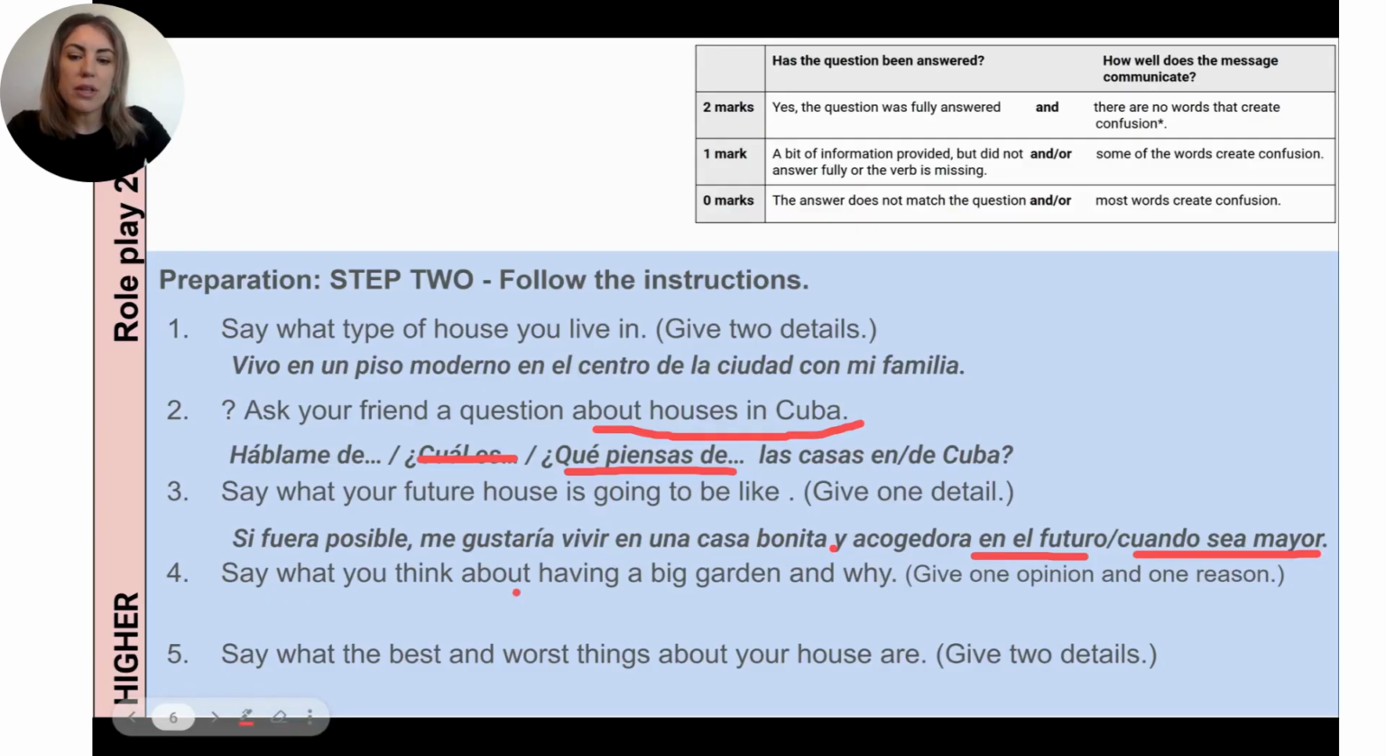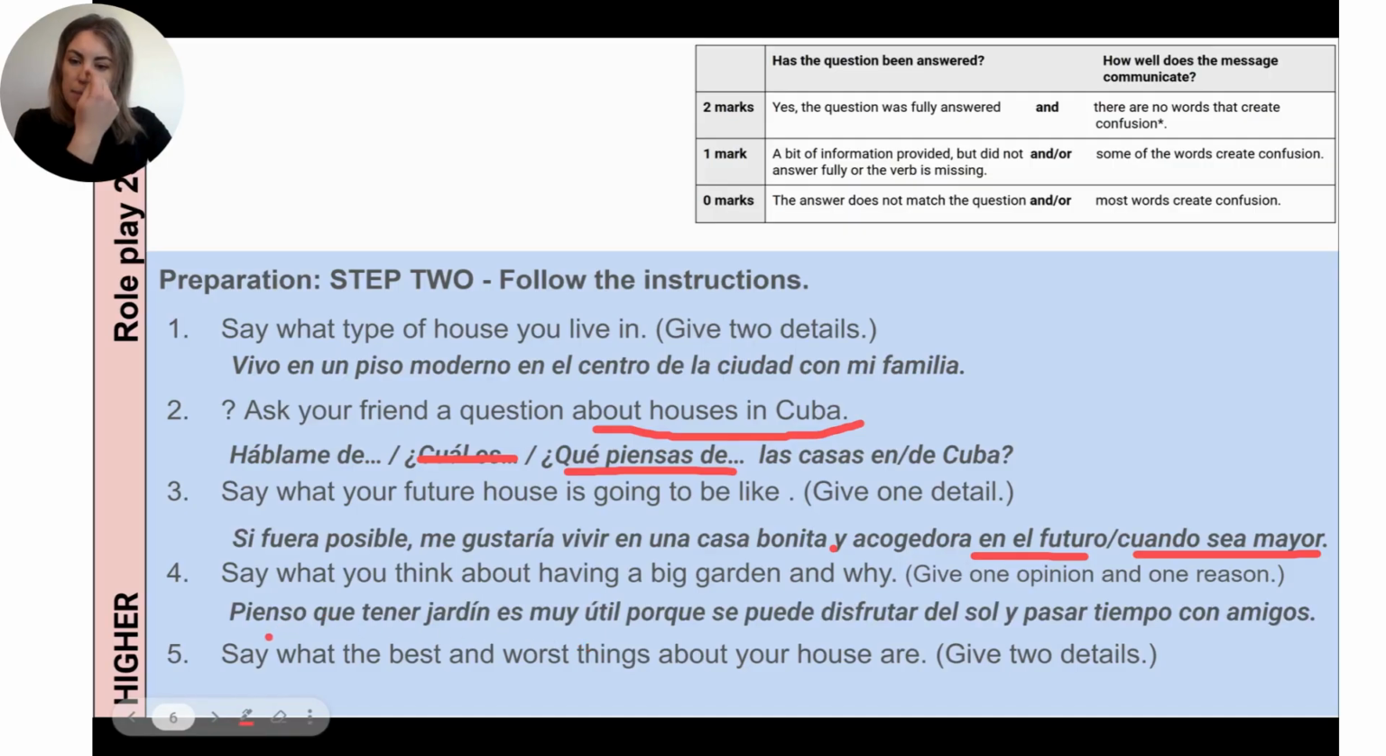Number 4, say what you think about having a big garden and why, with one opinion and one reason. So something like, I like a big garden because I like to play football. Okay, that would be a good reason. So, pienso que tener jardín, and then is implied grande, es muy útil porque se puede disfrutar del sol, and that would be more than enough.